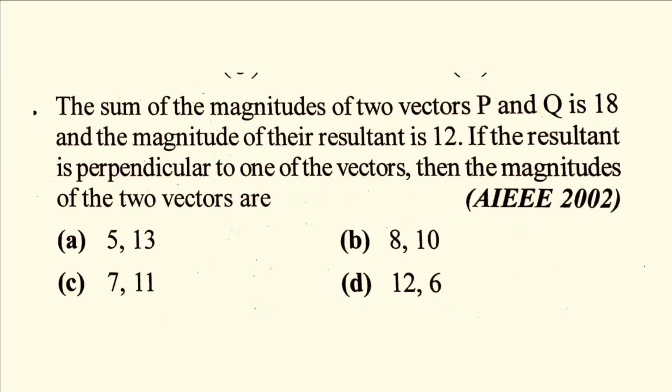The sum of the magnitudes of two vectors P and Q is 18.